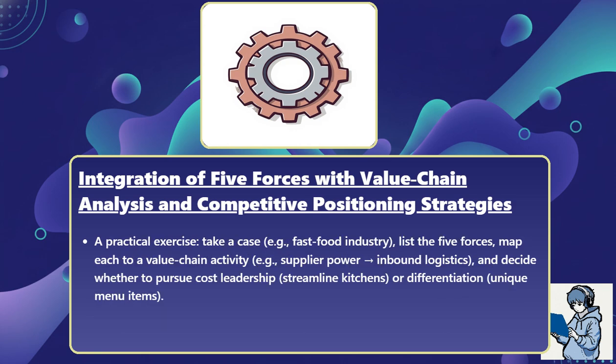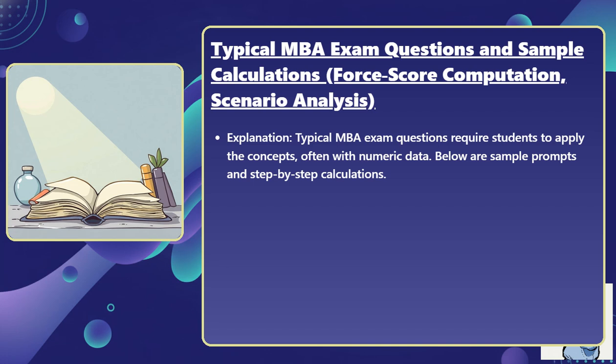A practical exercise. Take a case, for example, fast food industry, list the 5 forces, map each to a value chain activity, for example, supplier power to inbound logistics, and decide whether to pursue cost leadership, streamlined kitchens, or differentiation, unique menu items. Explanation: typical MBA exam questions require students to apply the concepts, often with numeric data. Below are sample prompts and step-by-step calculations.